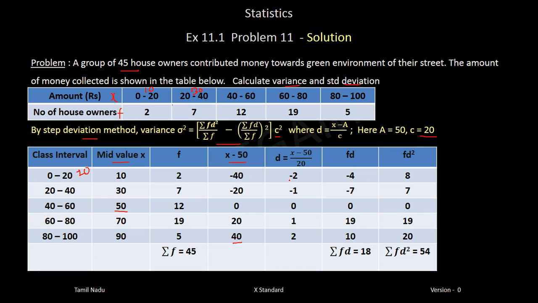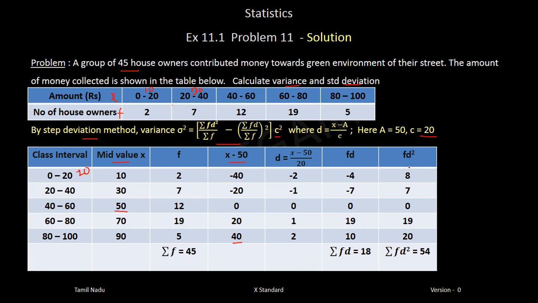Find FD. So this is your D and F is this. 2 into minus 2 is minus 4. Then 7 into minus 1 is minus 7. Follow that method and fill the remaining 3 entries. Then FD square. D square is 4, 4 into 2 is 8. Minus 1 square is 1, 1 into 7 is 7. So follow the same method and fill the remaining entries.